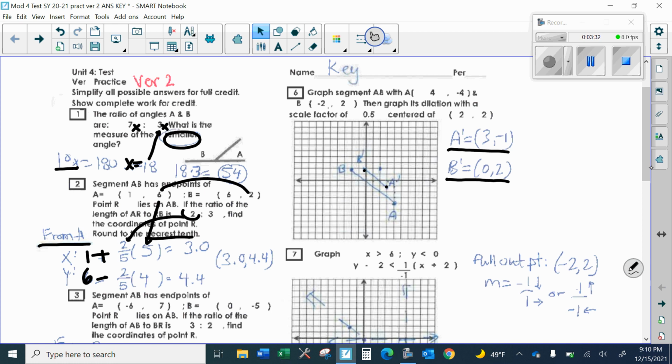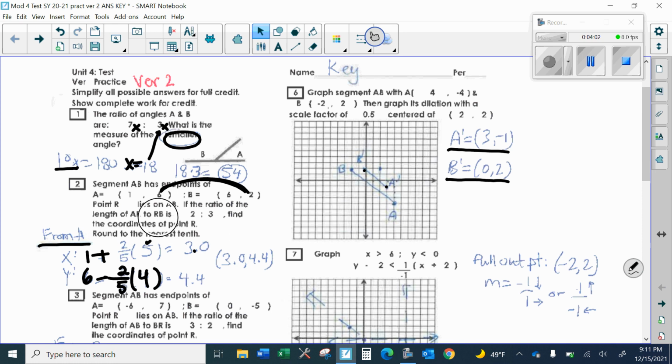Okay, it's still 2/5 away, 2 parts away out of the total of 5 parts. And what's that total distance in the y direction? From 6 to 2, that's a total of 4. That's why you see 4 here. So now you just type that in your calculator, round to the tenth. It comes out to be exactly 3. You got to put a 0.0 in there for the tenth spot. 3.0, 4.4.